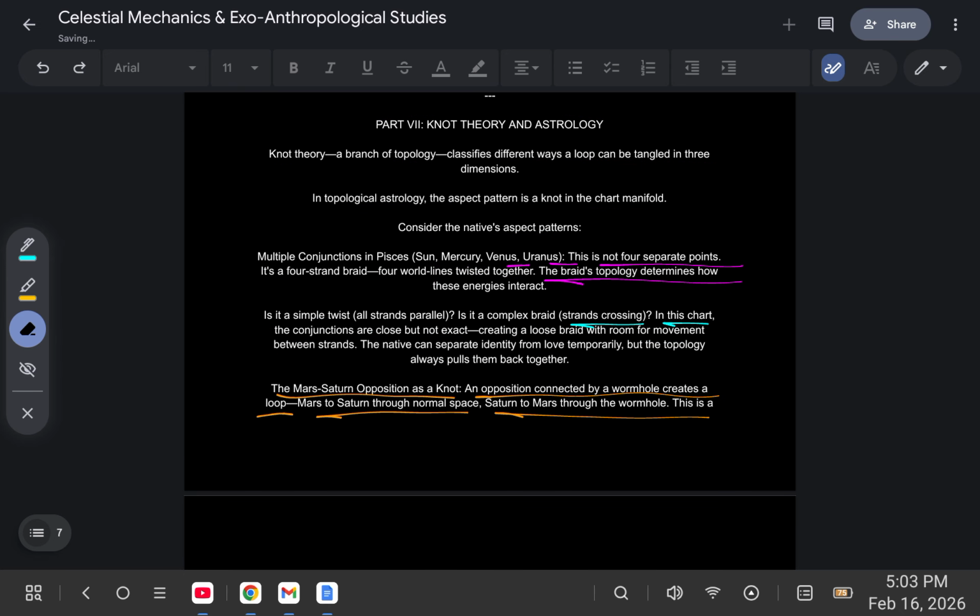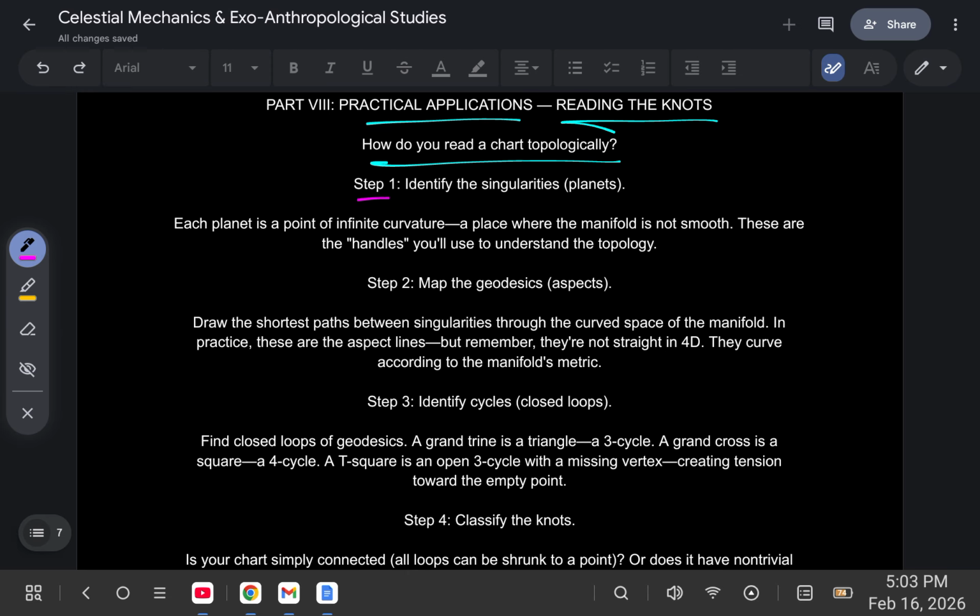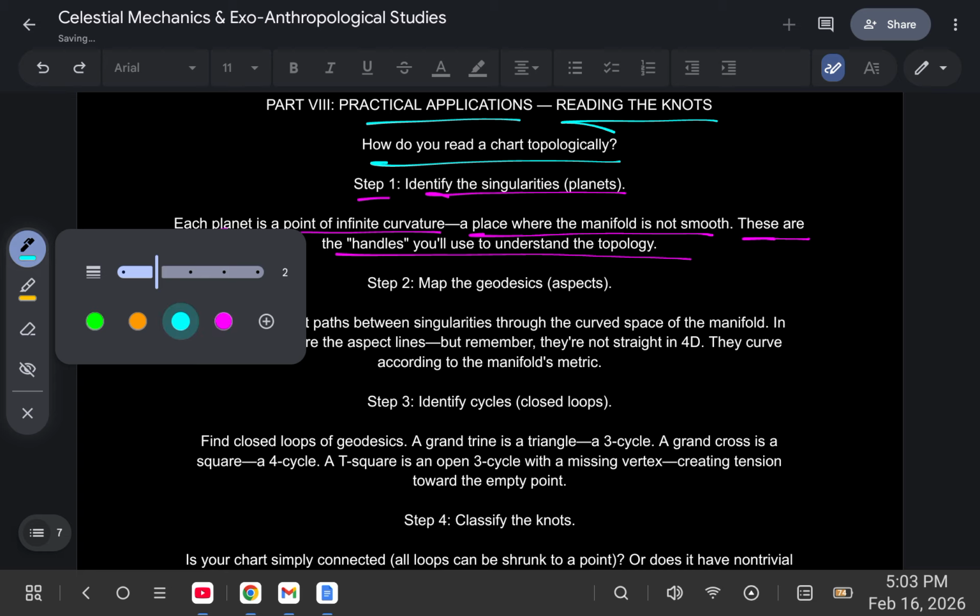Alright, let's go through practical applications and reading the knots. How do you read a chart topologically? Well, first of all, we need to identify the singularities, being the planets. Each planet is a point of infinite curvature, a place where the manifold is not smooth. These are the handles you'll use to understand the topology.